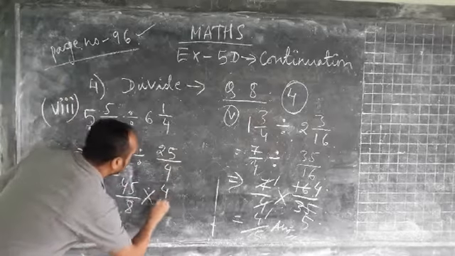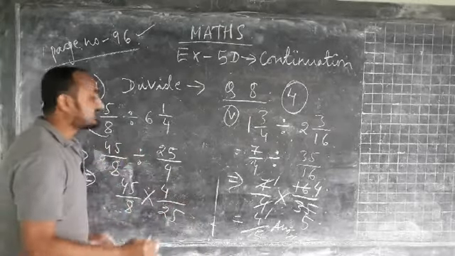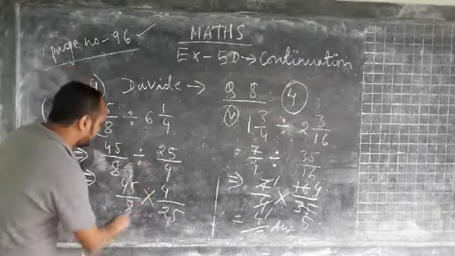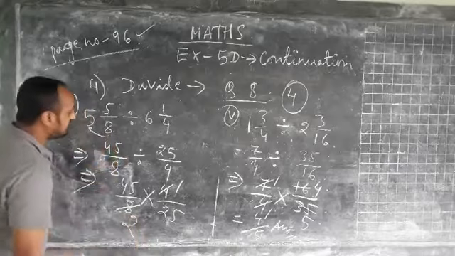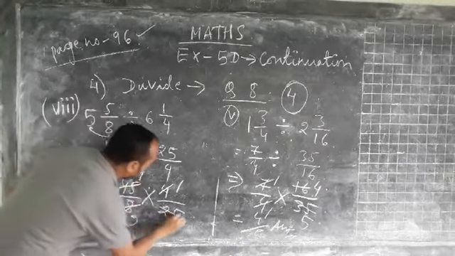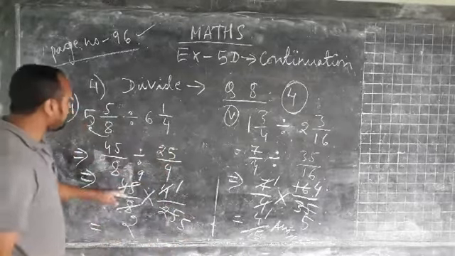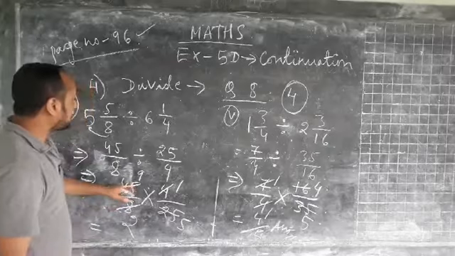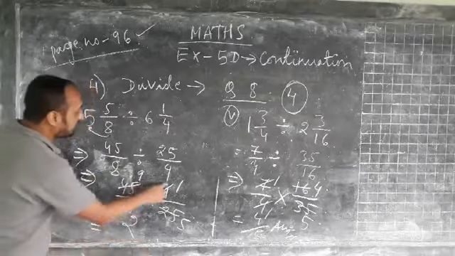So 4 divided by 25. Now next step, we have to reduce this number. So here 4 1s are 4, 4 2s are 8, then here 5, 5 9s are 45, 5 5s are 25. Now the remaining number at the numerator side we have 9 into 1. That means 9 1s are 9.